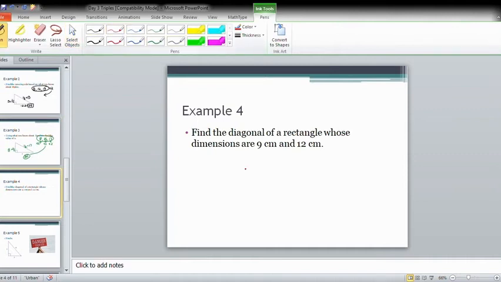All right, so it says find the diagonal of a rectangle whose dimensions are 9 and 12. So I've got a rectangle. We know rectangles have a right angle, so here's the right angle that we have. The diagonal is what we're looking for, so that's going to be our x. It has dimensions of 9 and 12, so I'm going to assume that the short side is 9 and my longer side is 12, according to my picture. So we could do the Pythagorean theorem, right? 9 squared plus 12 squared equals x squared.